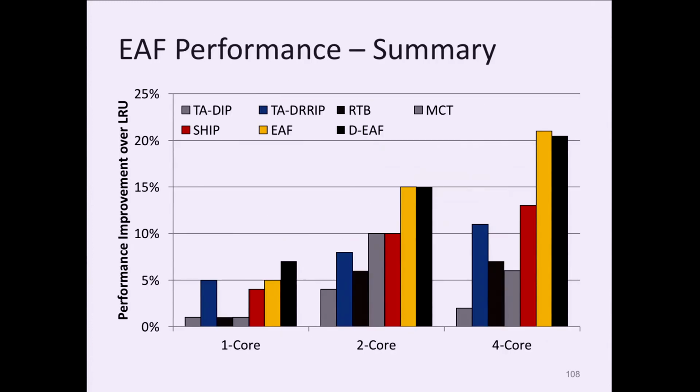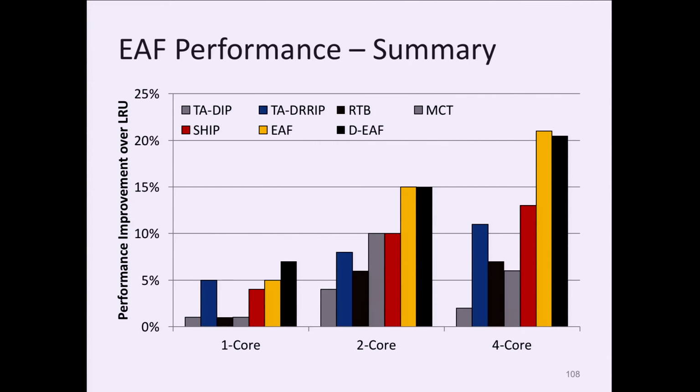This is a summary of the performance, and I'm not going to go over all of these cache mechanisms, but this tells you the different cache mechanisms that were developed in the past. So this is the thread-aware version of the dynamic insertion policy. What I described made thread-aware. The thread-aware version of the dynamic re-reference interval policy, for example. And there's a bunch of other things. Some of these are program counter-based reuse prediction policies. And I'm not going to go into the detail of evicted address filter versus the other variants.